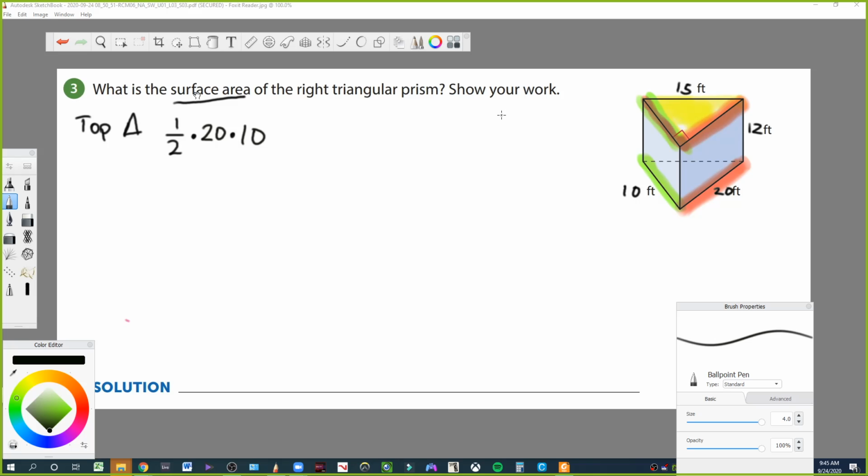Now, because this is a triangular prism, the top triangle is the exact same thing as the bottom triangle right here, the one I'm coloring in black. So because they're the same thing, we're just going to copy it. If that was the top, we need the bottom triangle. And this bottom triangle is going to be the exact same formula: 1/2, because it's a triangle, times 20 times 10. Remember, your base and your height are different. I don't know what your base and your height is, but this is my base and my height.